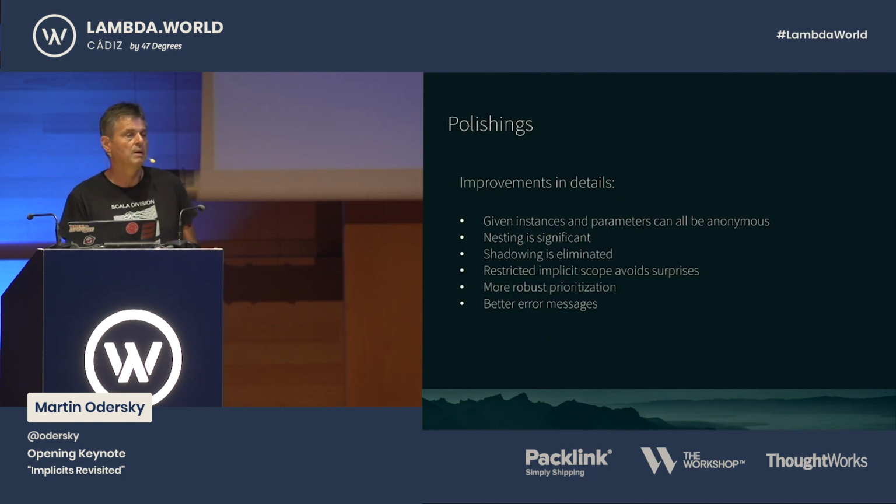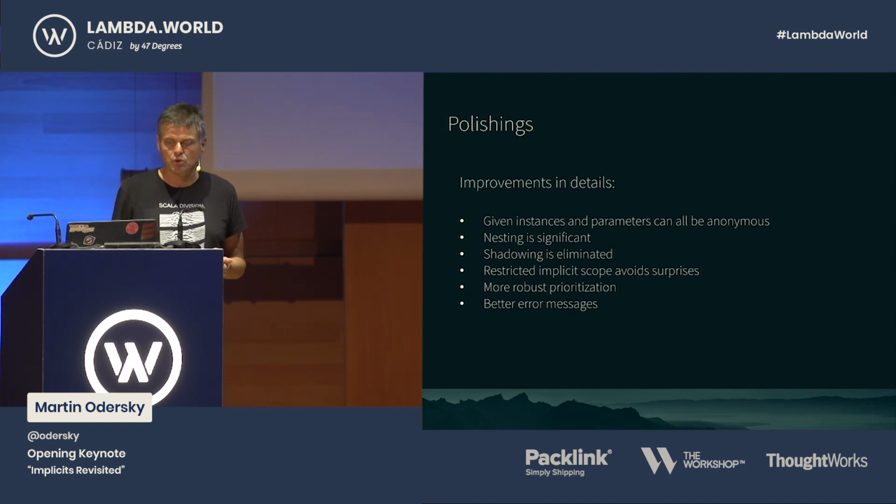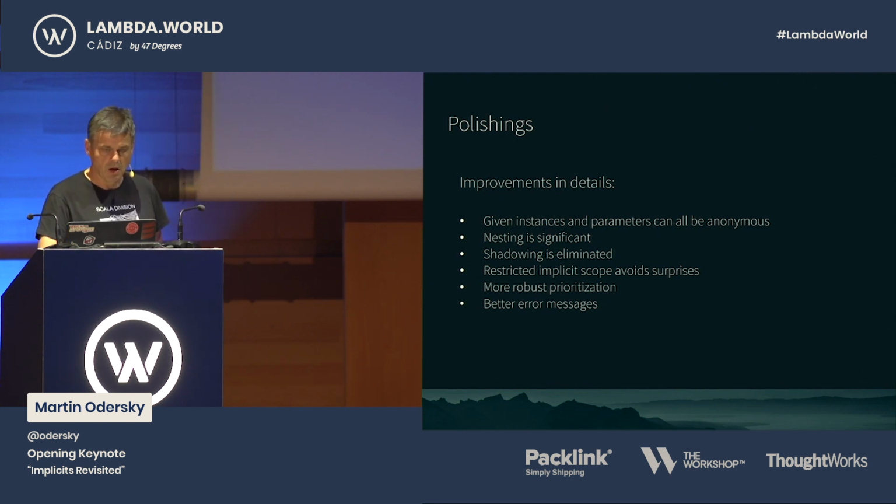There are also many, many improvements in details. Given instances and parameters can all be anonymous. Nesting is significant, of course. Shadowing is eliminated. We restricted the implicit import scope, took away some of the things where it was surprising that an implicit instance was available. There are more robust rules for implicit prioritization and better error messages. Okay, so that's essentially the big package that we have in Scala 3.